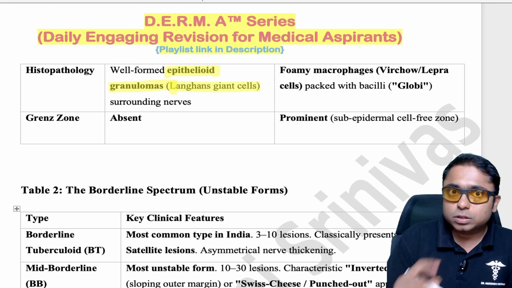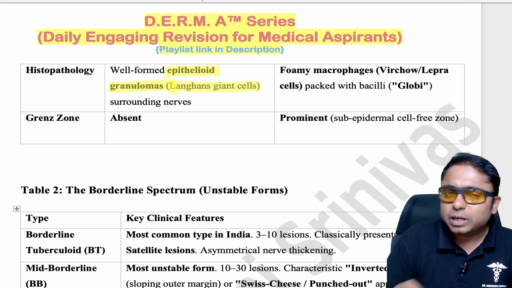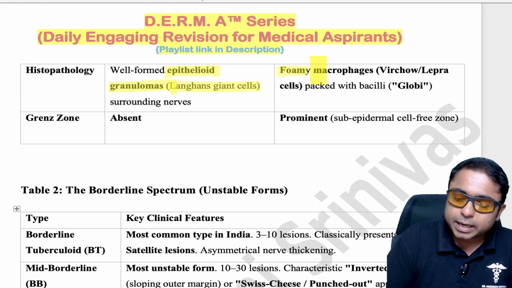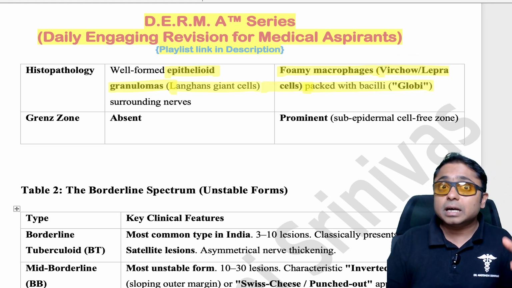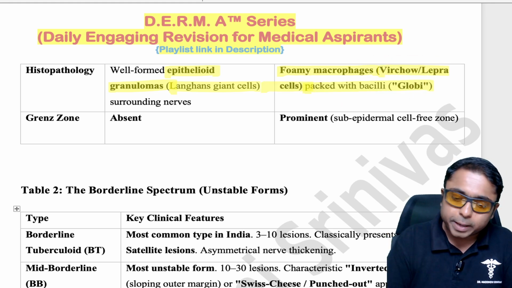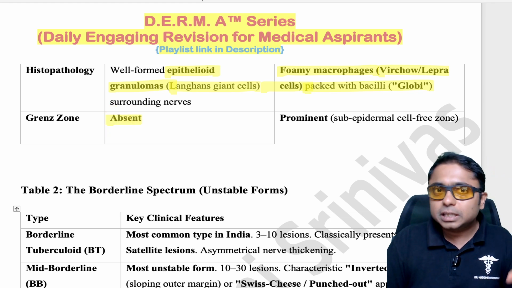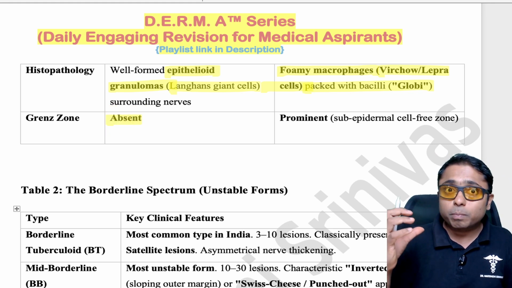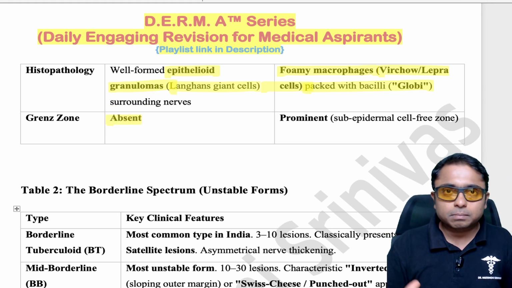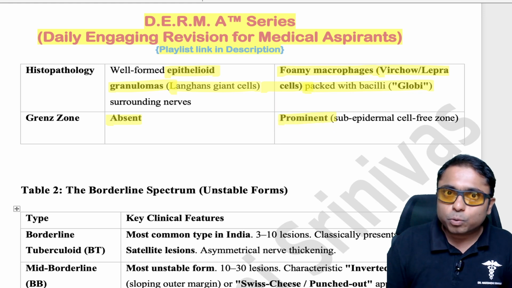Langerhans giant cells can also be seen surrounding the nose. Here the immunity is very poor, it's not at all working. Foamy macrophages, Virchow lepra cells can be seen, which are packed with the bacillus, which are called globi. Grenz zone is absent in the TT pole because the granuloma is very close to the epidermis, whereas in the lepromatous pole there is going to be a cell-free zone which is called a grenz zone, right?